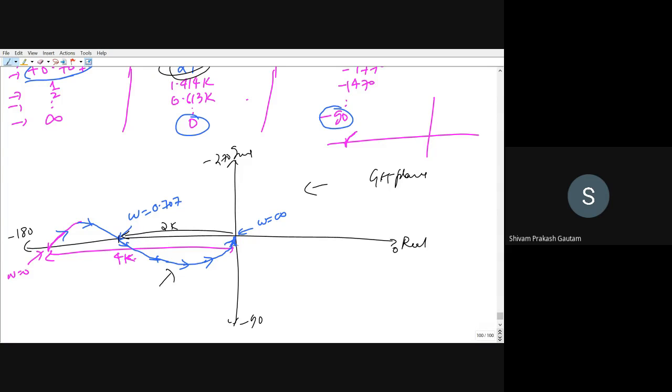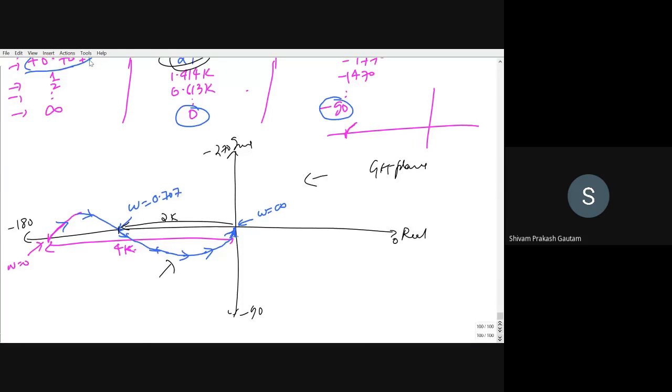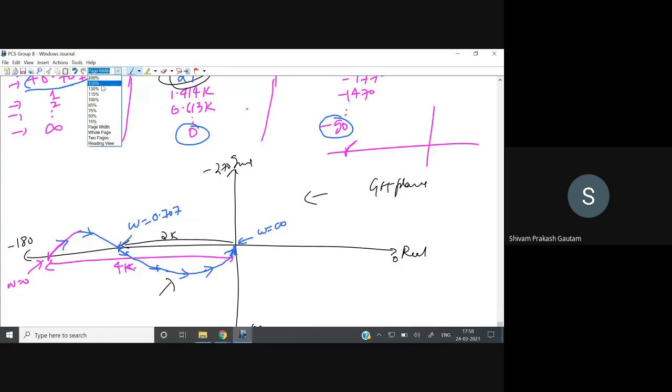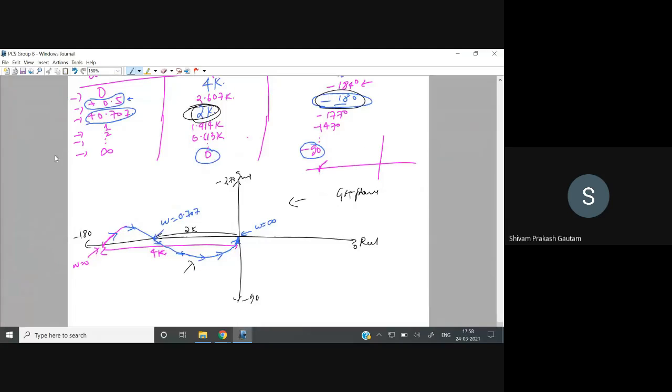Okay, so we will stop here. This completes the polar plot part, and the rest of the problems you can see from the book. I will also provide some unsolved examples. From next class, we will see the Nyquist plot. It is the extension of polar plot.